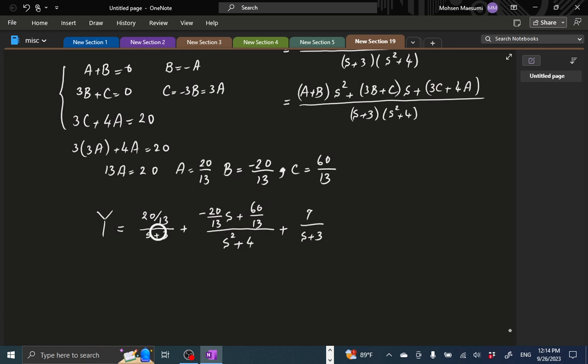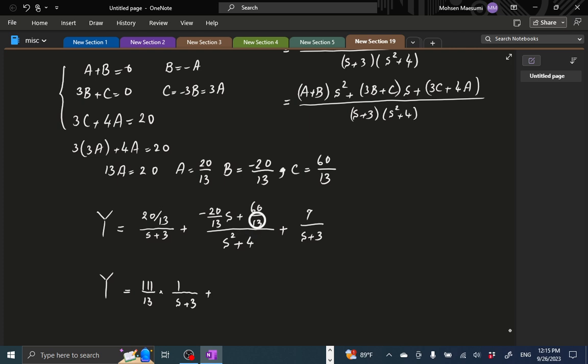I noticed that this and that have the same denominator, so I might as well merge them, or if we had merged them from the beginning, it would have come out automatically as a single term. So 7 plus 20 over 13, 7 times 13 is 91, plus that makes 111 over 13. Let me write it like this so it looks a little bit cleaner. Okay, this portion is easy to look up in the table and see that it is some number times exponential of minus 3t.